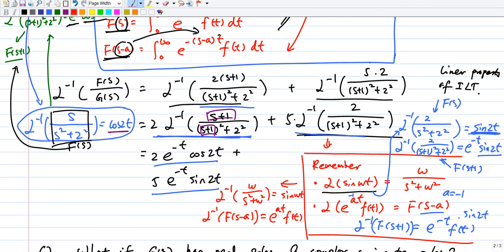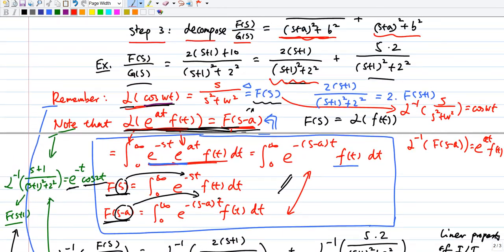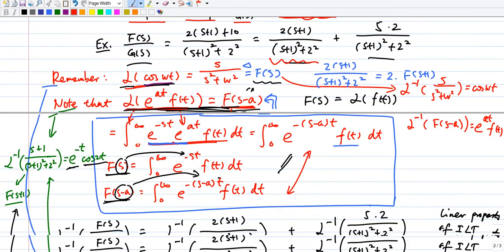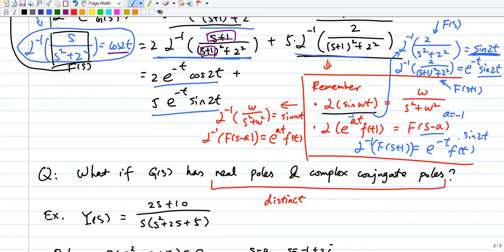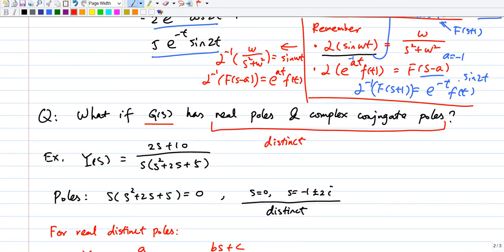Now I'll go over this example. This example only has 2 complex conjugate poles. What if, the next question, what if my G(s) has both real poles and complex conjugate poles? Assuming they are also distinct, which means the real poles are different and the complex conjugate poles are different. What's going to happen? Let me show you an example and see how we solve this problem.